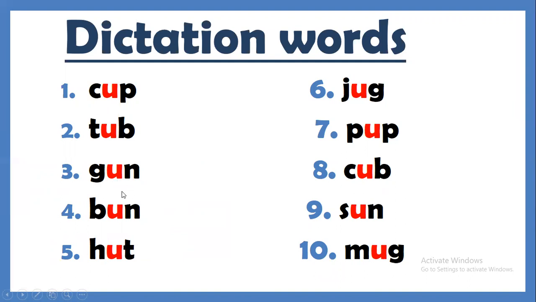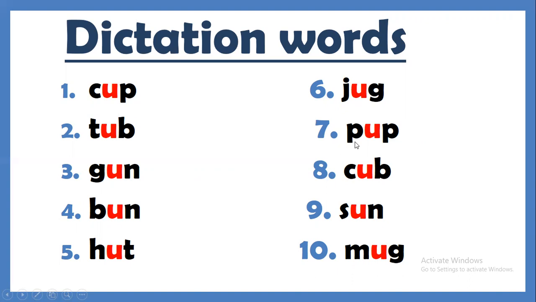Gun. Okay. Number 4 spelling is B-U-N. Let's read with the phonics. Bun. Number 5 spelling is H-U-T. Phonic sound, hut. Number 6 spelling is J-U-G. Phonic sound, jug.